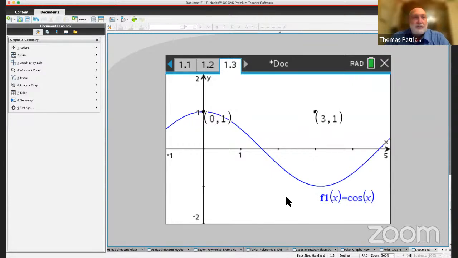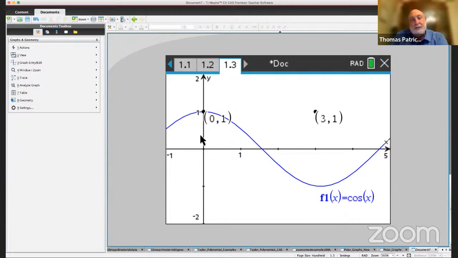And let's see, are you seeing my screen all right here? Yeah. Okay, so this is a square scaling, so the aspect ratio here does match up. And when we say square, we mean that one unit in the x direction is exactly the same length as one unit in the y direction.